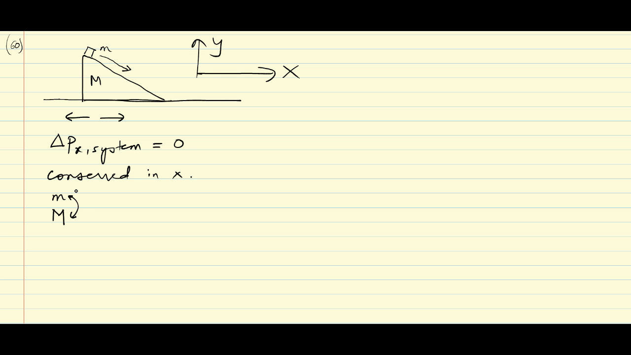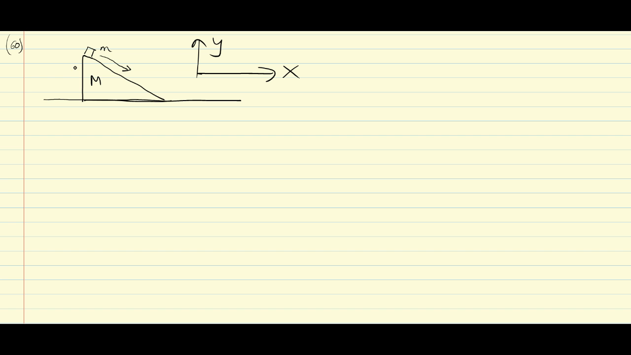A better statement would be they individually could be non-zero. They could be non-zero, they could be 0. We are not sure at this stage. But if they are non-zero, then they must cancel each other. That is, the total momentum in the x direction must be conserved.